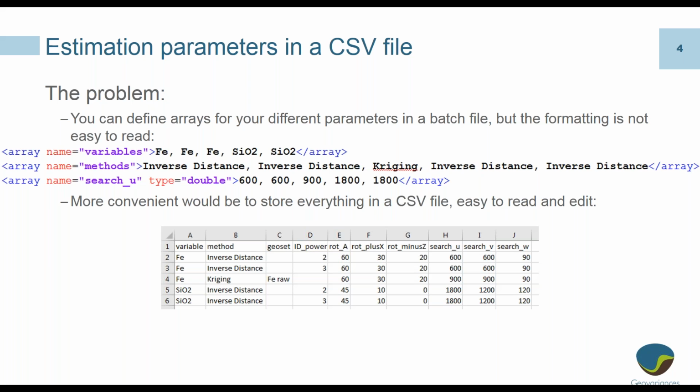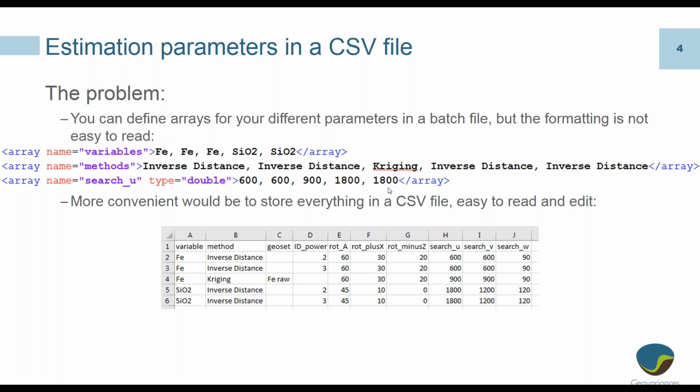So the first example is estimating parameters from a CSV file. If you've done any batch programming in Isatis.neo, you'd know that you can define arrays. You have array name equals variables, and then a list of the different variables that you want to, in this case, estimate. And then I've got an array for methods to say what sort of estimation technique I want to use, and then I've got some search parameters.